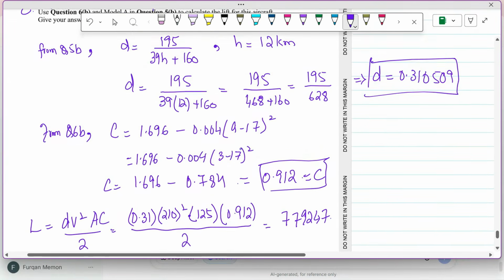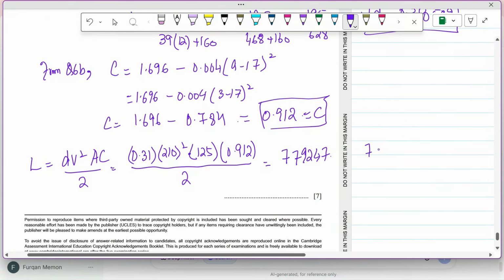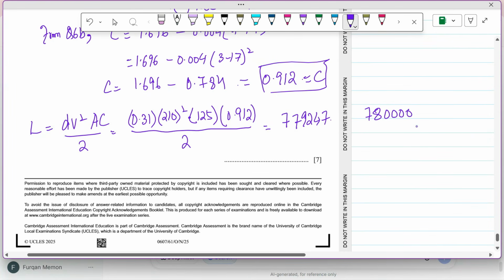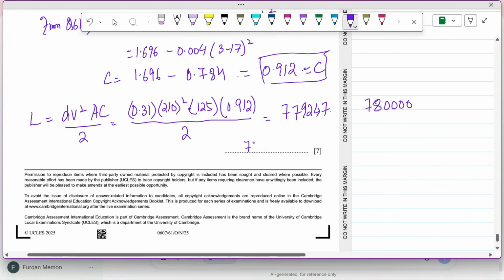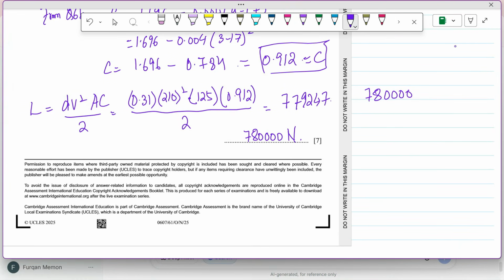So we need to convert it into two significant figures. So we can say that it is 780,000 newtons.